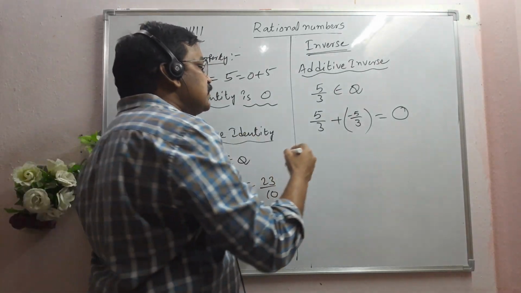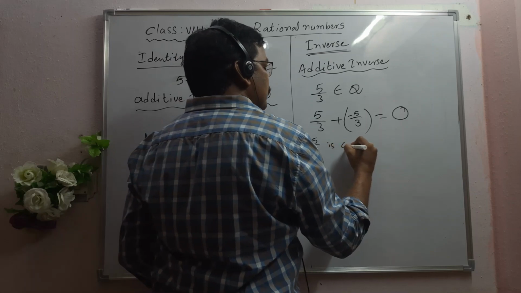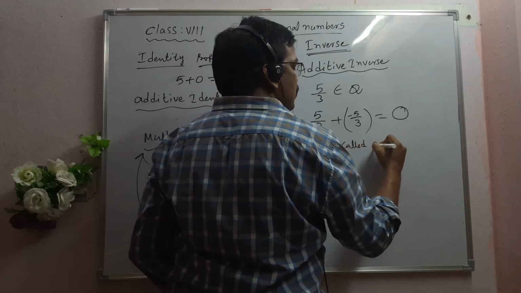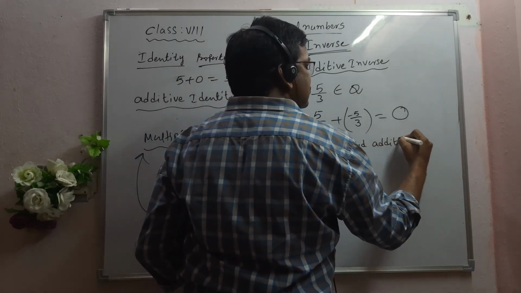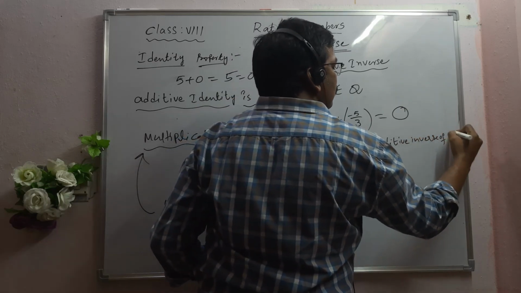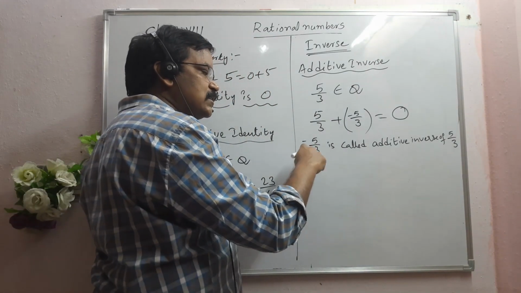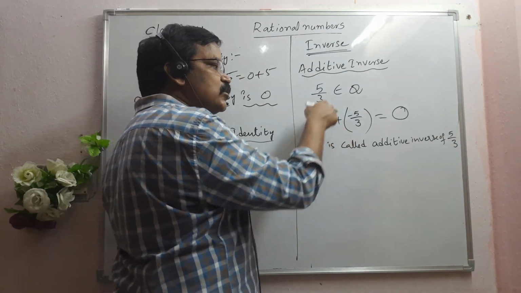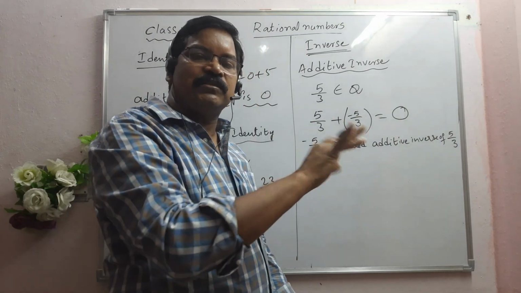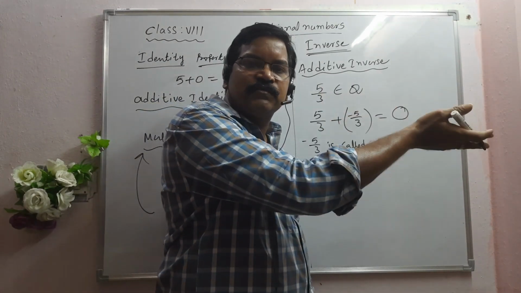So this minus 5 by 3 is called the additive inverse of 5 by 3. And vice versa, this 5 by 3 is the additive inverse of minus 5 by 3. You can say it like that also.